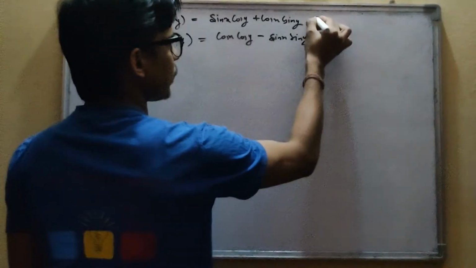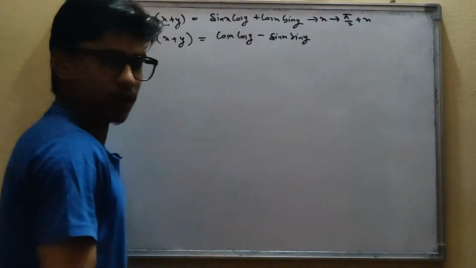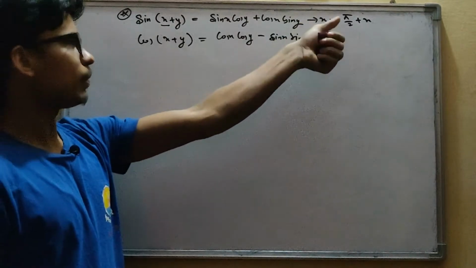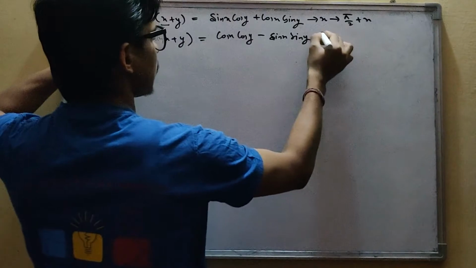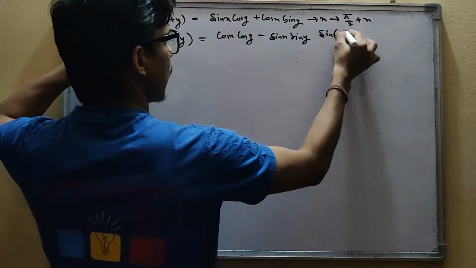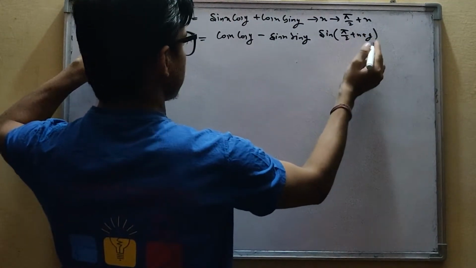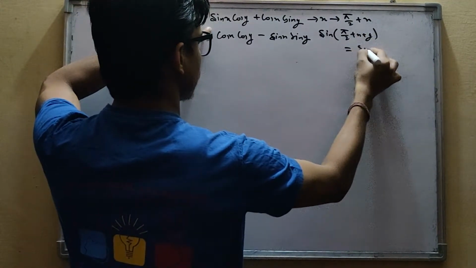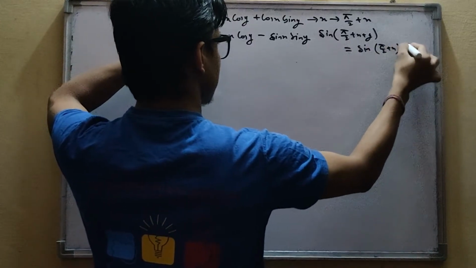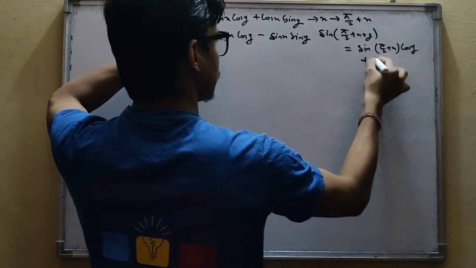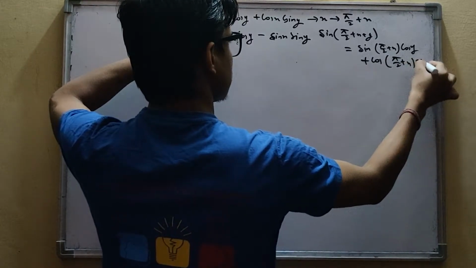Meaning if I replace x by pi by 2 plus x in this, you are going to get the same formula. How? Let's see. Sin(pi by 2 plus x plus y), meaning in place of x substitute pi by 2 plus x, and I am doing the same over here also. So it is going to be sin(pi by 2 plus x) cos y, plus cos(pi by 2 plus x) sin y.